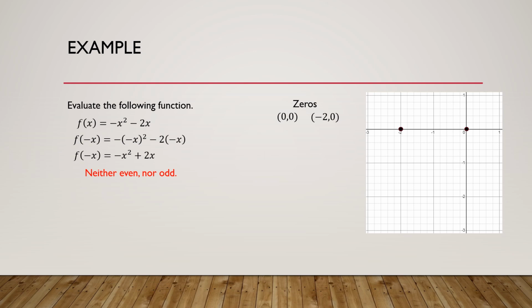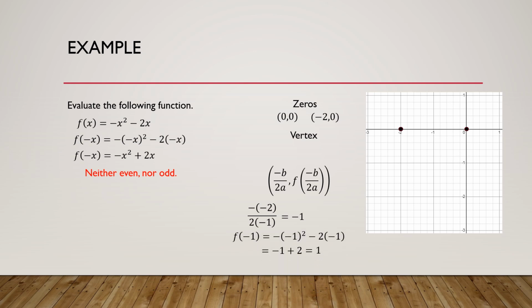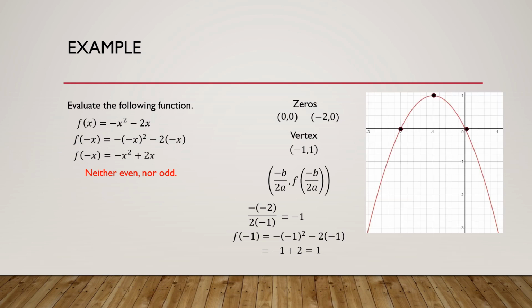Since this is a quadratic function, the vertex can be determined by taking negative b over 2a and f of negative b over 2a. Taking negative b over 2a gives us 2 over negative 2, or negative 1. f of negative 1 is 1. So the vertex is (negative 1, 1). The highest exponent is the negative x squared, meaning this is a parabola opening down with a vertex of (negative 1, 1), with points (0, 0) and (negative 2, 0).